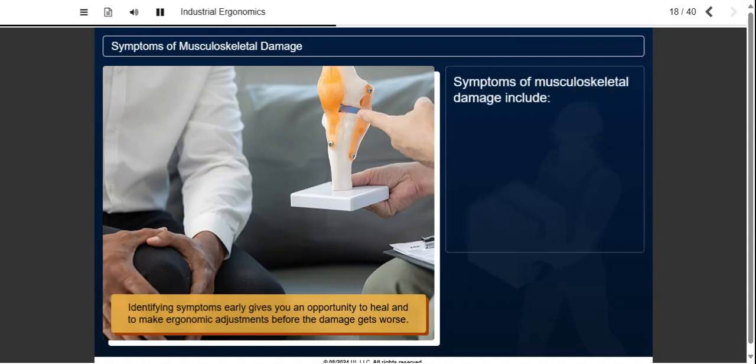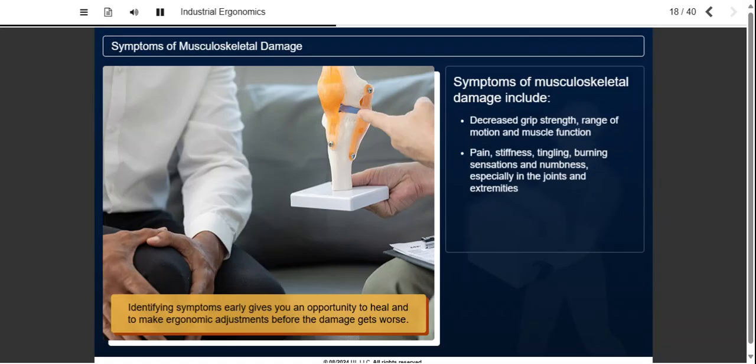Symptoms of musculoskeletal damage include decreased grip strength, range of motion, and muscle function. For example, you may notice that you're dropping things, moving clumsily, or having difficulty performing daily tasks. Some other common symptoms include pain, stiffness, tingling, burning sensations, and numbness, especially in the joints and extremities. These symptoms may indicate strain in or damage to muscles and nerves.